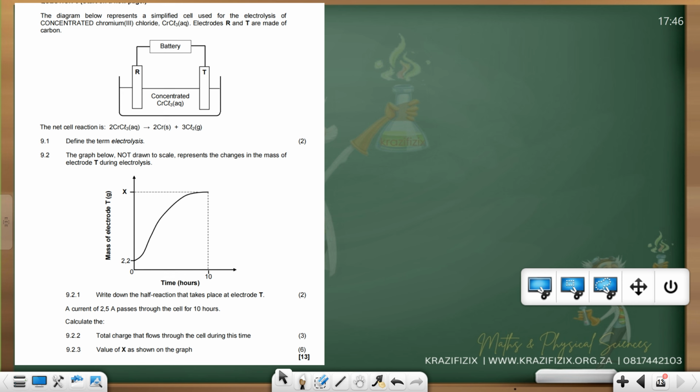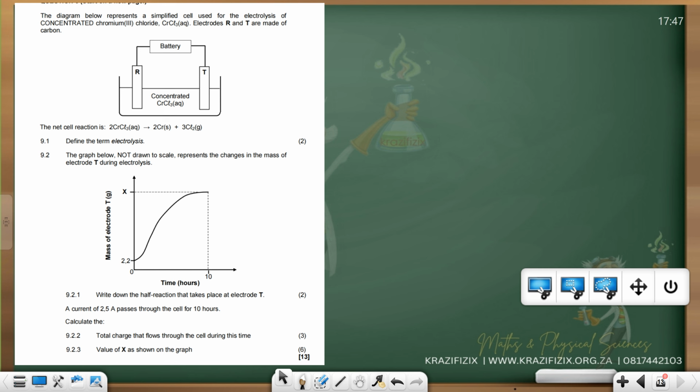The diagram below represents a simplified cell used for the electrolysis of concentrated chromium(III) chloride, CrCl3. Electrodes R and T are made of carbon. Okay, so they're giving us the net reaction. The graph below, not drawn to scale, represents the changes in mass of electrode T.